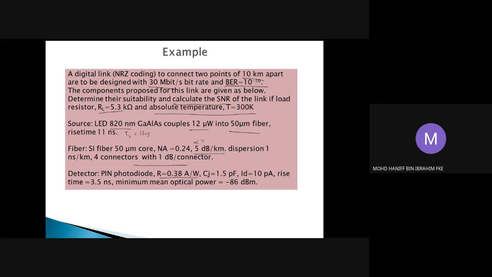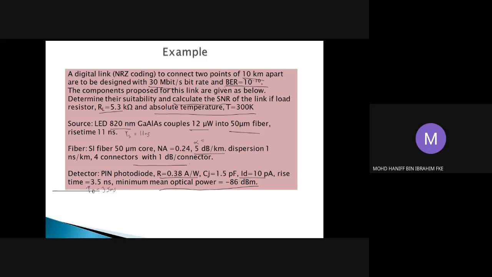The CJ is 1.5 picofarad. The capacitance of your photodiode is 1.5 picofarad. The dark current ID is 10 picoampere. The rise time of your photodiode is 3.5 nanoseconds, so it means that your T detector is 3.5 nanoseconds. And the minimum mean optical power is negative 86 dBm. So this is the receive power of your PIN photodiode.